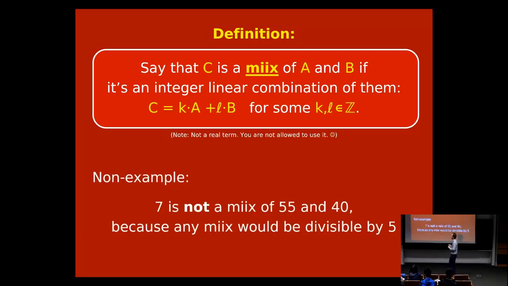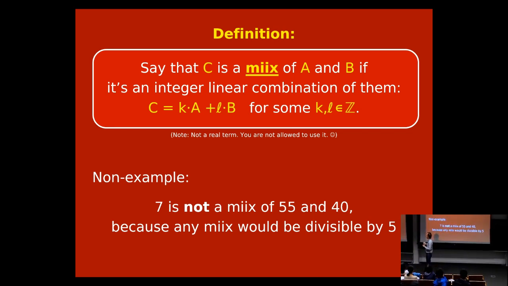Okay, let's do a non-example. 7 is not a mix of 55 and 40. That's easy to prove, right? Because if you do a mix of 55 and 40, it doesn't matter what coefficients you use, you're going to get something divisible by 5, right? And so you can't get 7.